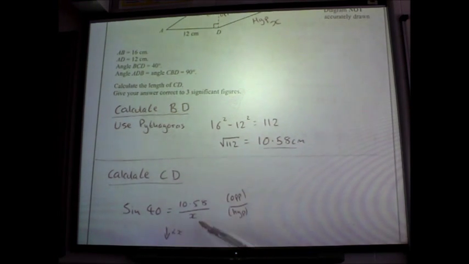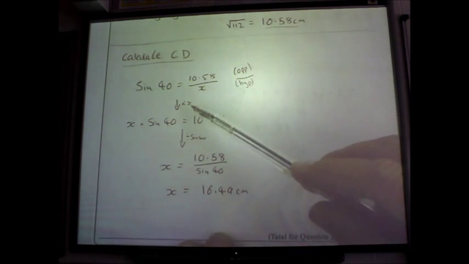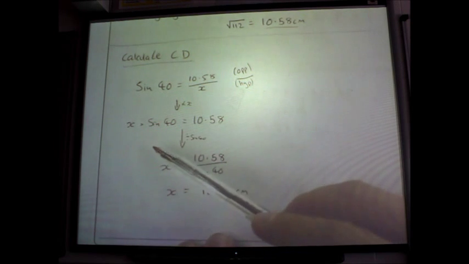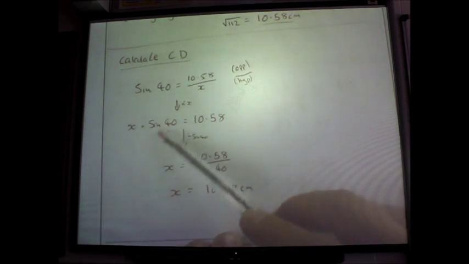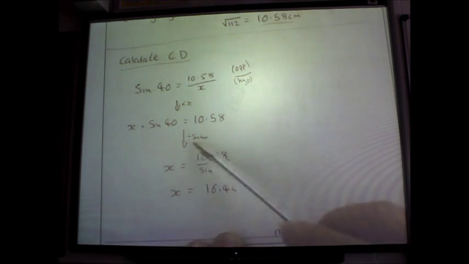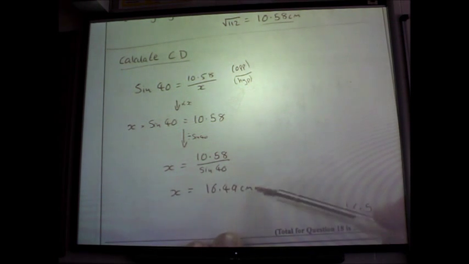We need to rearrange this to get x on its own. So I've multiplied both sides by x. So that gives you x times sine 40 equals 10.58. Need to get sine 40 over this side, so divide both sides by it. So x equals 10.58 over sine 40. So x equals 16.49 centimetres.